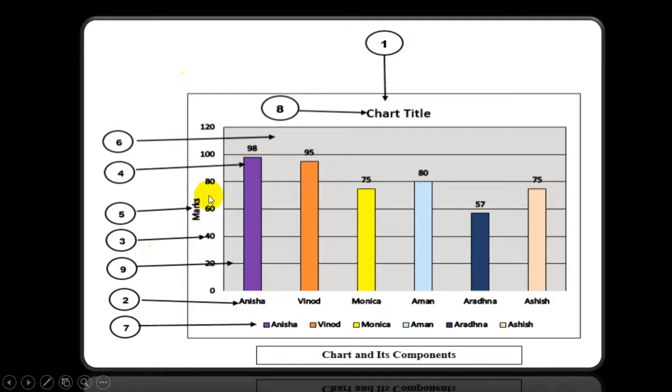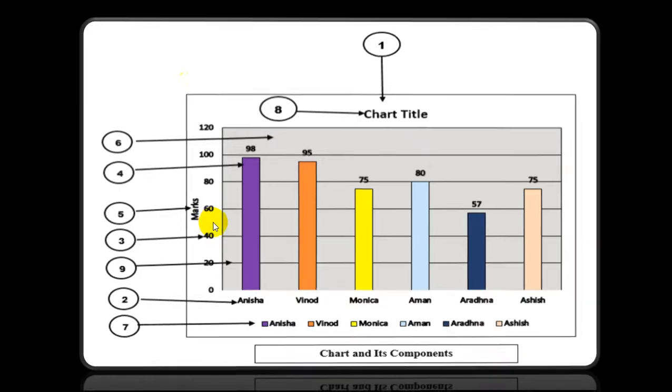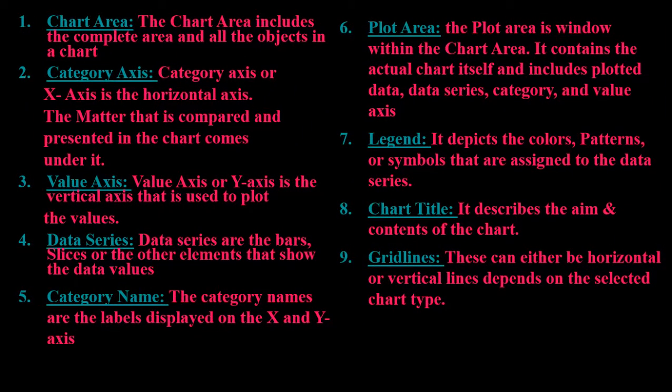So the vertical axis is called the y-axis or value axis. Whatever the third point is pointing to is called the value axis or y-axis. So what does it contain? The value axis or y-axis is the vertical axis that is used to plot the values. Plot the values means what? Marks. We are pointing here at marks of the particular student, which are placed on the value axis or y-axis.